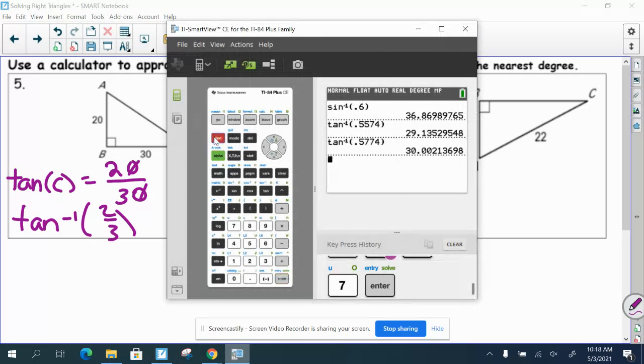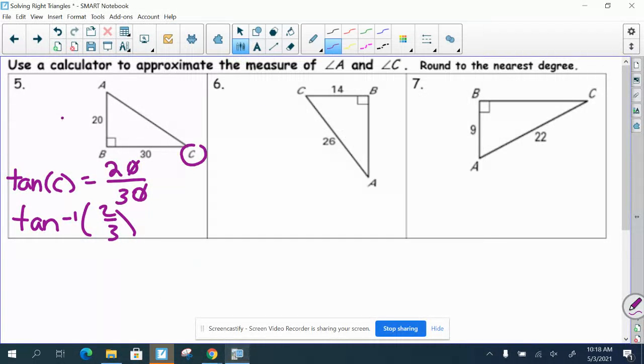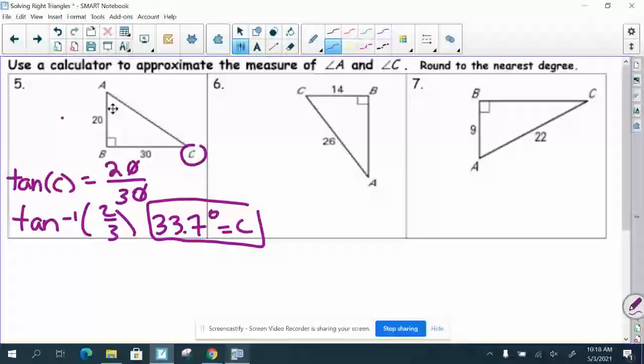Let's type that into our calculator. Tangent inverse of 2/3 equals 33.7 degrees. All right, that's angle C. To find angle B, well, B is already 90. To find angle A, we would subtract C from 90, because the measures of the angles of a triangle add up to 180. If you already know that the right angle is 90, then you have 90 left over. These are what we call complementary, so they add up to 90 degrees, A and C.